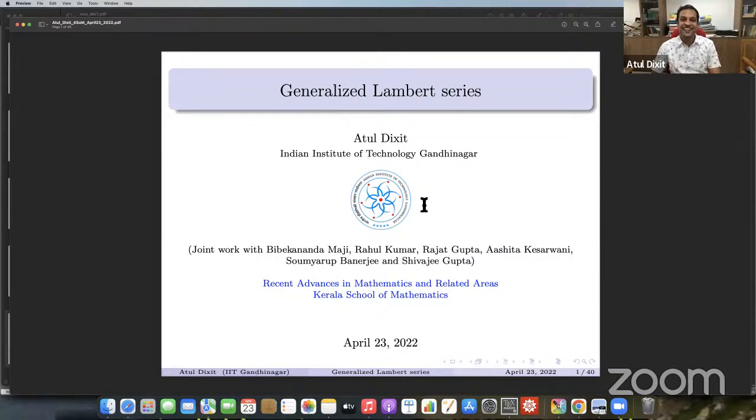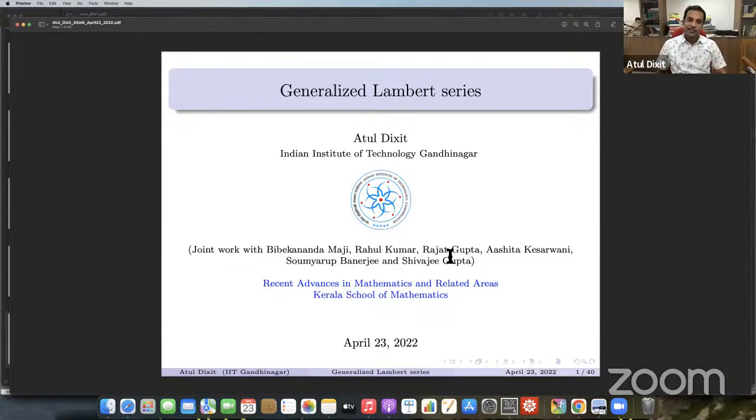I'll be talking on Generalized Lambda series, something that I have been working on for over 5 to 6 years. And I'll be talking on my work in these many years with my PhD students and postdocs: Vivekananda Maji, Rahul Kumar, Rajat Gupta, and I inadvertently missed the name of Ashita Kesarwani in the abstract, I'm sorry. So Ashita, Somurup Banerjee and Shivaji Gupta.